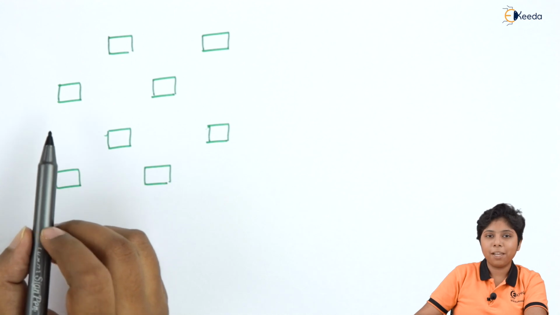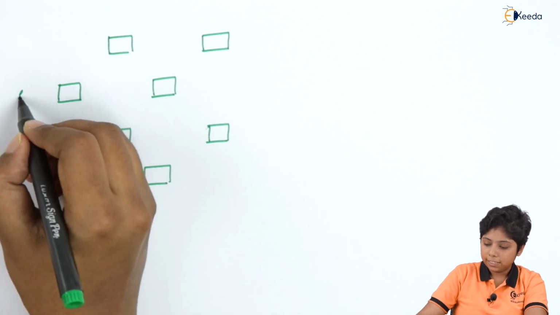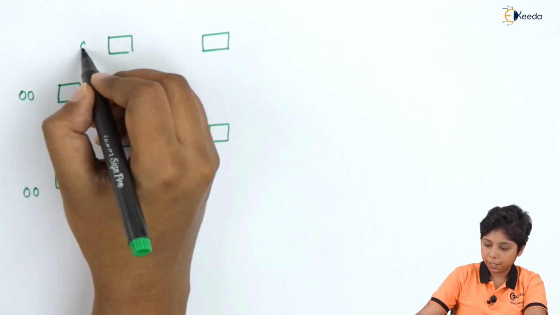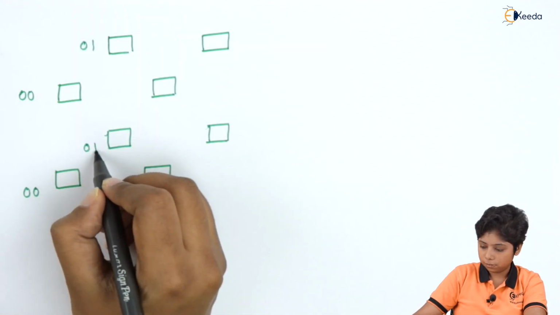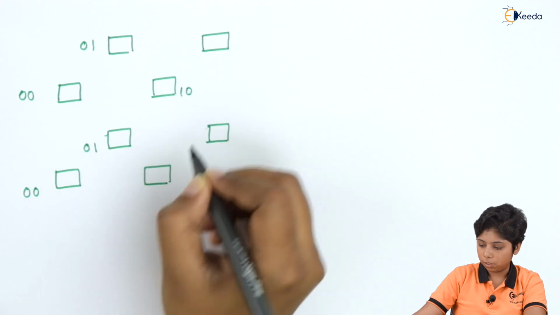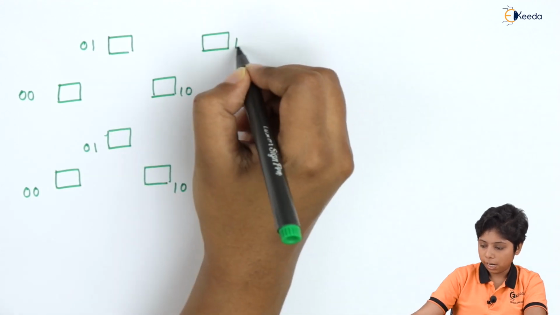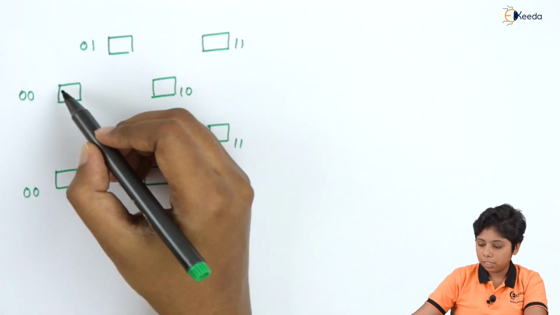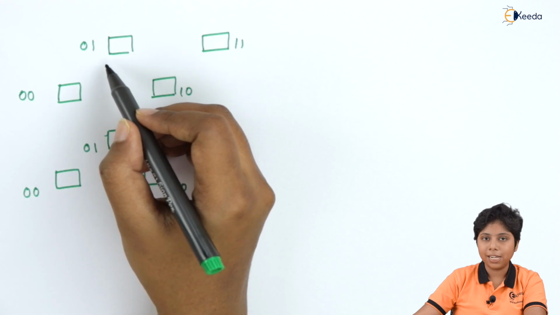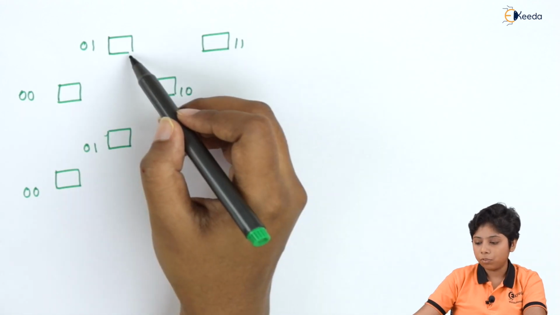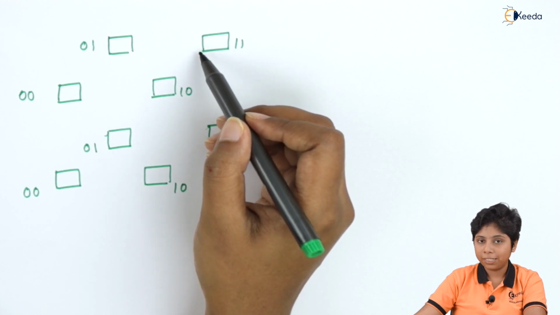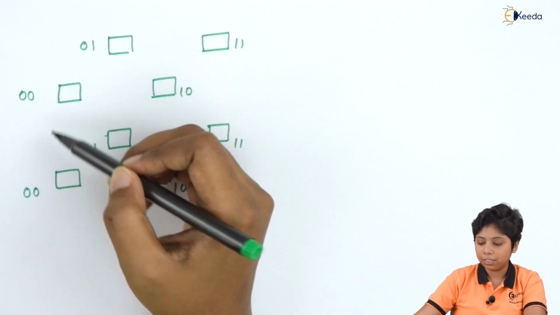Say suppose that I am numbering this one as 0 0, 0 1, 1 0, and 1 1. Now how can they connect with each other? Say that 0 0 can be connected with 0 1 as they differ in 1 bit, again 0 1 with 1 0, again 1 0 with 1 1, but there can be no connection between this 0 0 and 1 1.